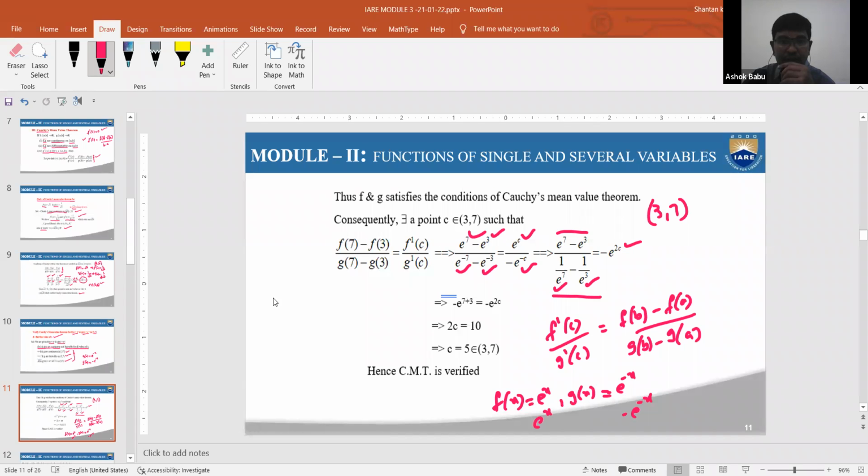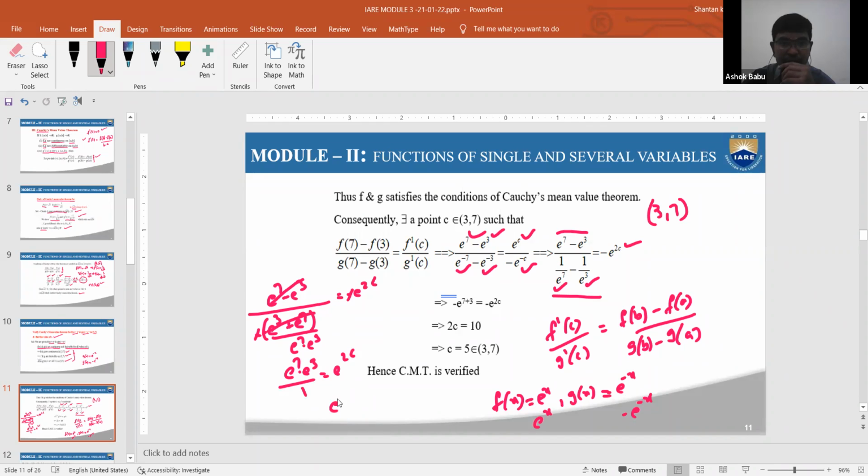After taking the LCM, the numerator part is e power 7 minus e power 3, and the denominator, after taking the LCM, is e power 3 minus e power 7 by e power 7 into e power 3, is equal to minus e power of 2c. Therefore, the numerator and denominator are both negative, so they are cancelled. And once again the negative is also cancelled. Only the denominator comes to the numerator: e power 7 into e power 3 by 1 is equal to e power of 2c.